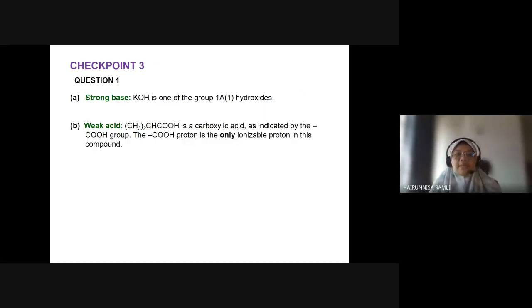Okay, kalau tadi strong base, kita tahu daripada group 1, dia ada hydroxide. Weak acid ni because satu dia carboxylic acid. Then you nak explain lebih, dia kata kat sini the COOH proton is the only ionizable proton. Tak kisahlah complex macam mana pun you punya R, alkyl groups ni. But yang keluar nanti end up kat sini je, OH tu kan.